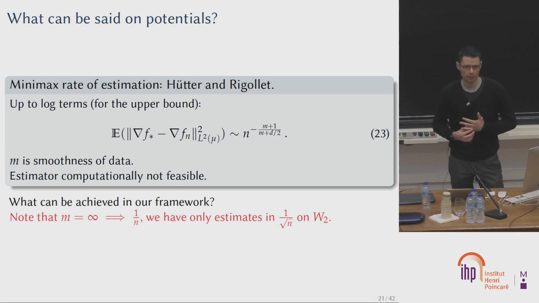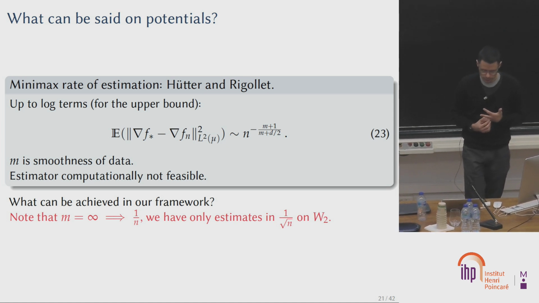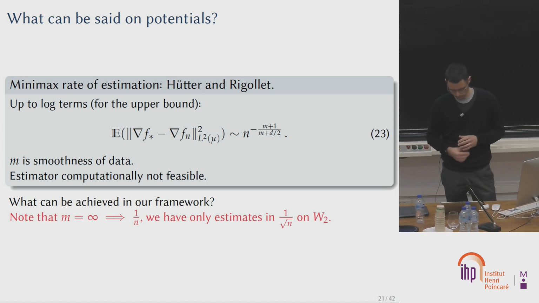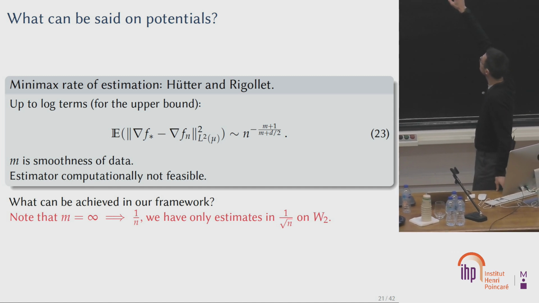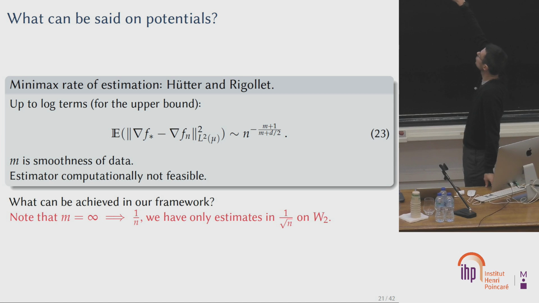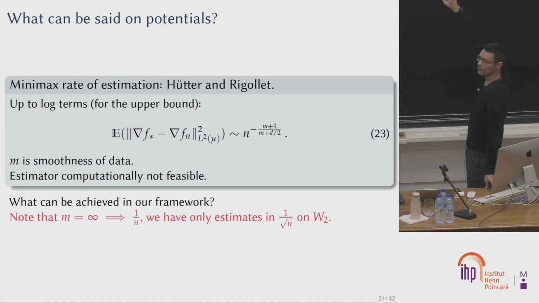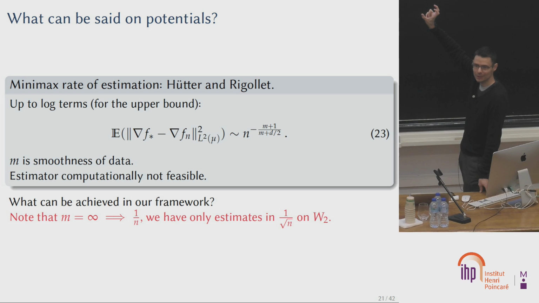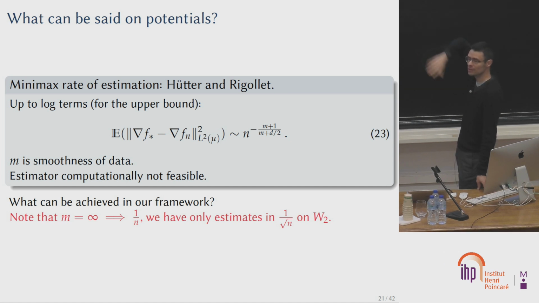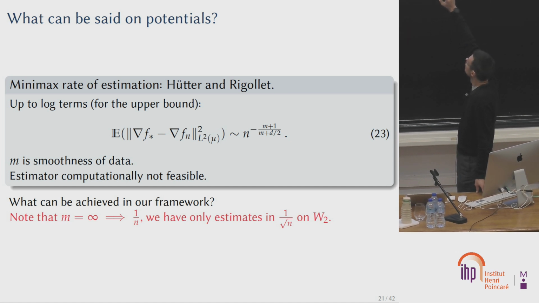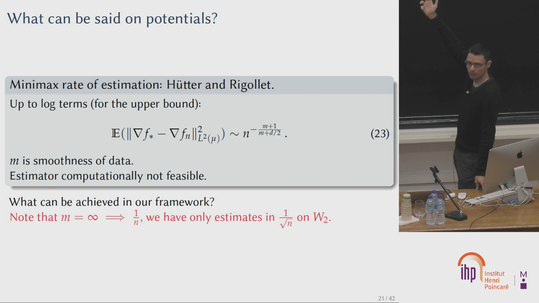Hutter and Rigollet worked on it in order to prove minimax rate of estimation. And look at what they study. They take mu, the first measure, and they look at the L2 distance between the optimal maps. So you need to know a bit of optimal transport, but I think it's okay. So nabla F star is the map which sends mu to nu. And nabla Fn is your estimator of nabla F.